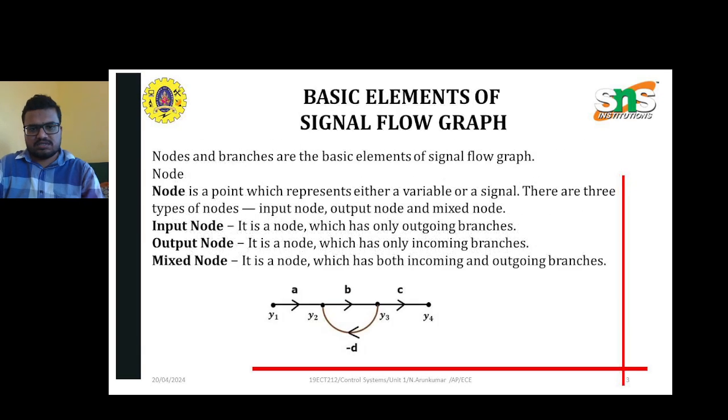Basic elements. If you have a signal flow graph, then we have to consider the following elements. If they are not considered, then we can't move through the signal flow graph to the destination. So we have to consider the input node, output node, and mixed node. A mixed node is combining one loop with another one.